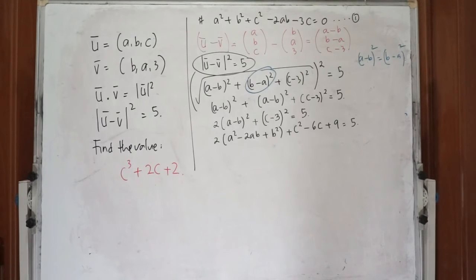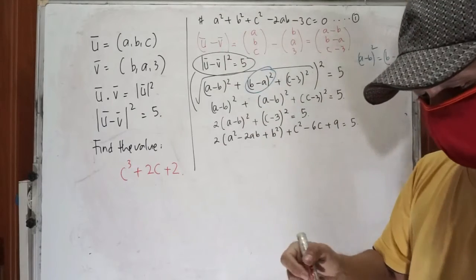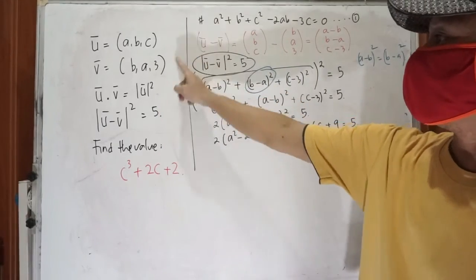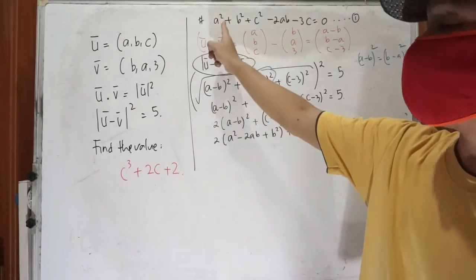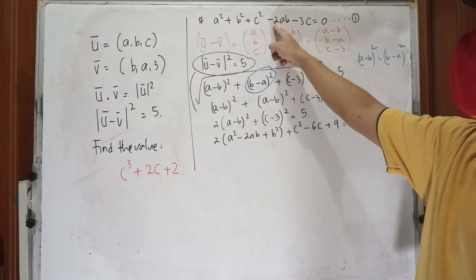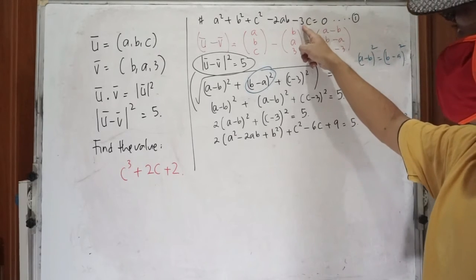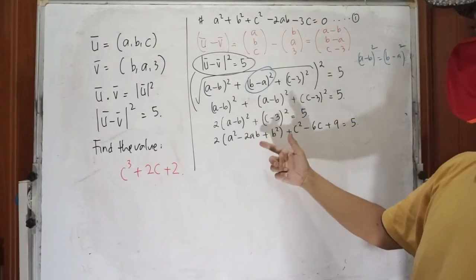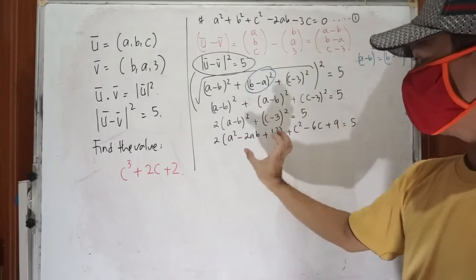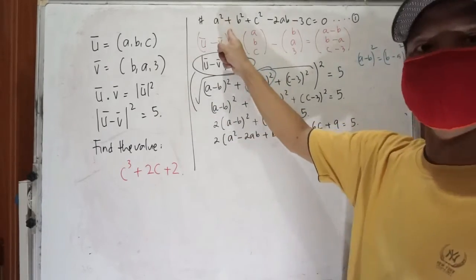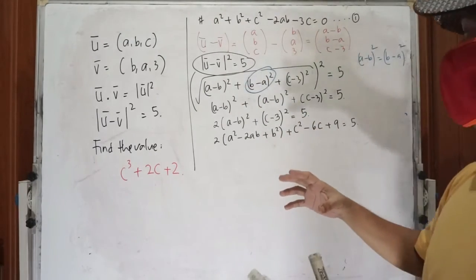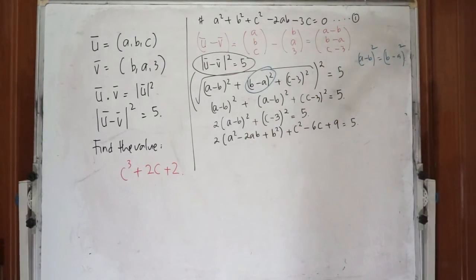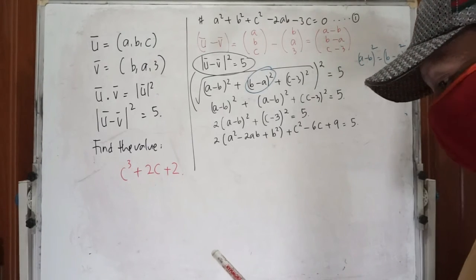Okay, students, we have the last equation. From u dot v equal magnitude u square, we got A square plus B square plus C square minus 2AB minus 3C equals 0, right? So we can adjust this equation to the previous equation. How to adjust the last equation to the previous equation? I think you agree with me.